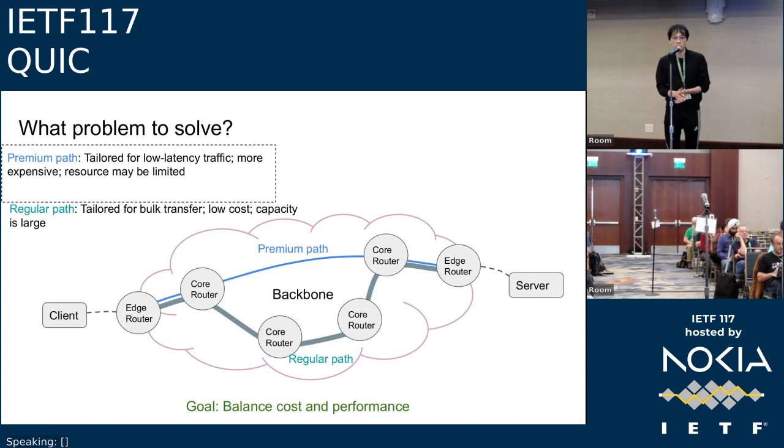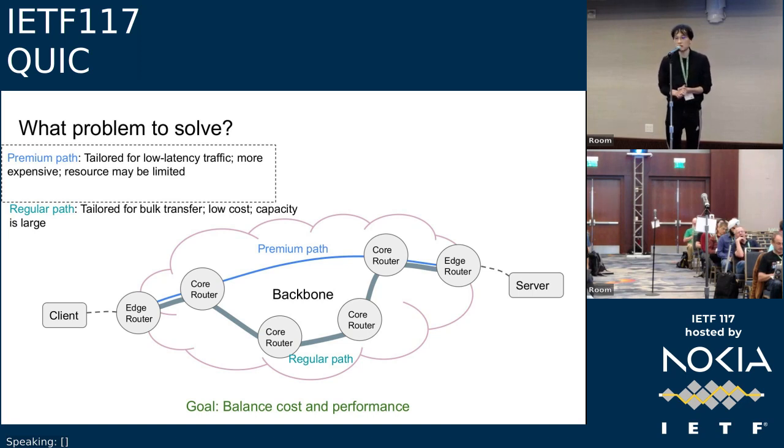Here we have a backbone network, and between two edge routers, there are two paths indicated by different colors. The blue one is called the premium path, and the premium path is tailored for low latency, more interactive traffic. But the downside is it could be more expensive, and the bandwidth resource may be limited. The green one is called a regular path, tailored for bulk traffic transfer. It is extremely low cost, and the bandwidth capacity is very large. So the goal here is to balance the cost and the performance.